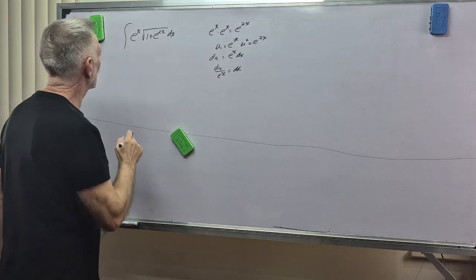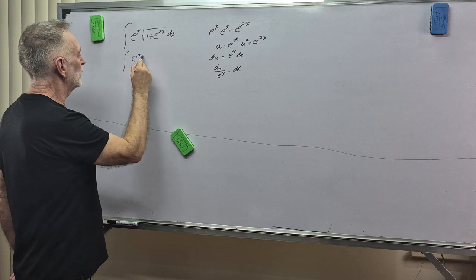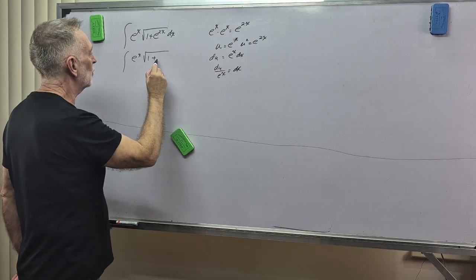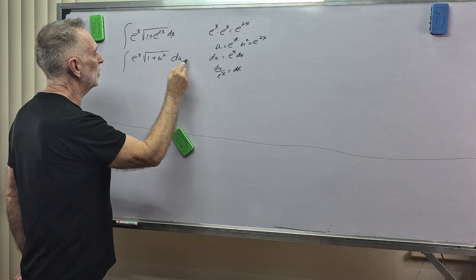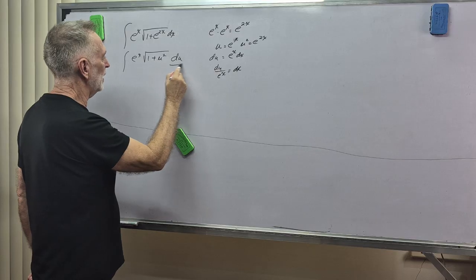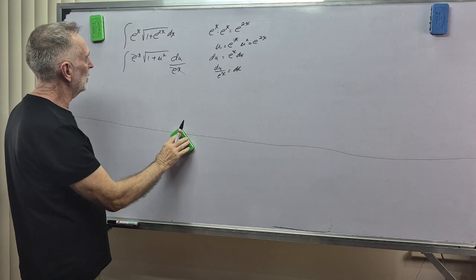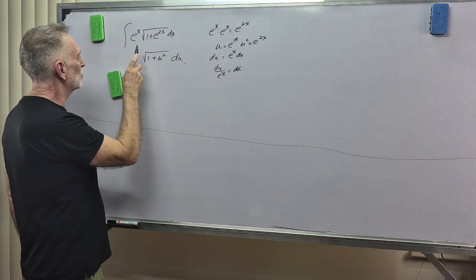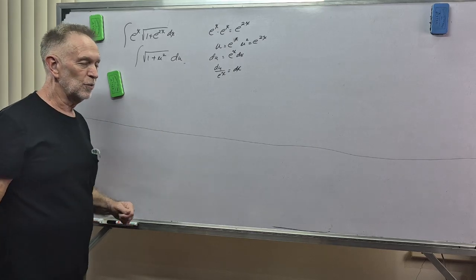Okay, so let's fill in the blank here. I've got an e to the x. This is the square root of 1 plus u squared. And I'm replacing dx with du over e to the x. Those cancel. So what am I left with? I just have the integral of 1 times the square root of 1 plus u squared du.